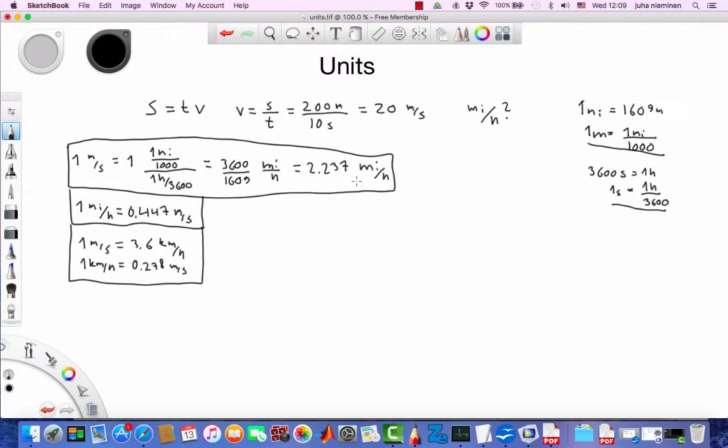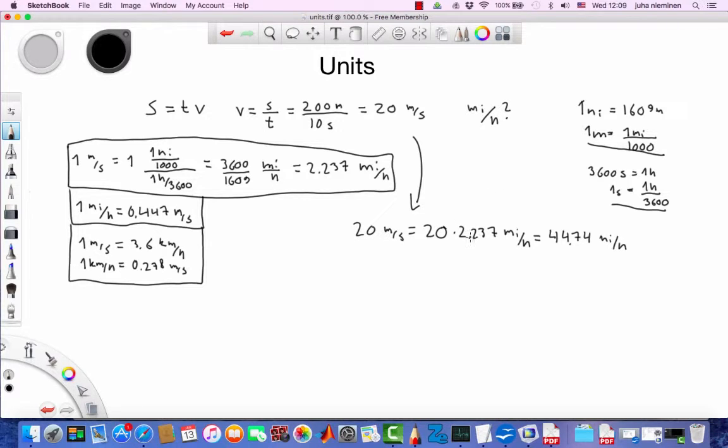Now let's use one of these formulas to evaluate how much is 20 meters per second. So, continuing from here, 20 meters per second is 20 times 1 meter per second, which is 2.237 miles per hour, and we get 44.74 miles per hour, so about 45 miles per hour.